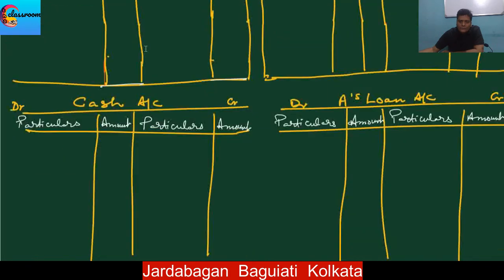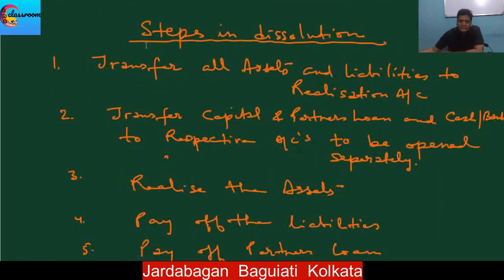Let me show you the steps in a dissolution process. The first step is we transfer. Let me tell you before that we open three accounts for this. One is realization account, cash or bank account of the partners, and partners capital account.